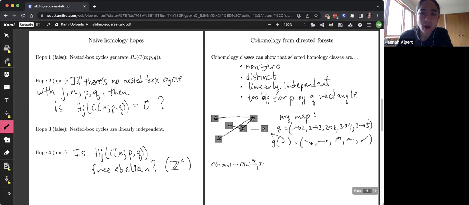And why is that a cohomology class? Because my torus has a fundamental cohomology class and I can pull it back to the configuration space. So that's how I think of producing cohomology classes for configuration spaces of squares.